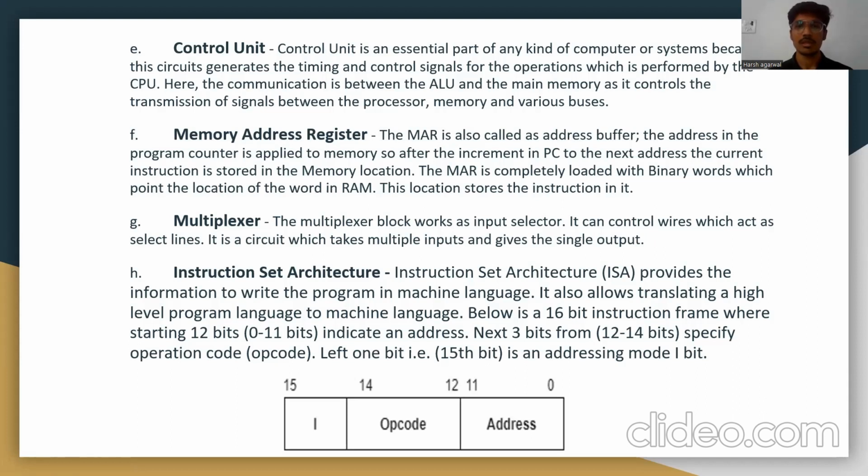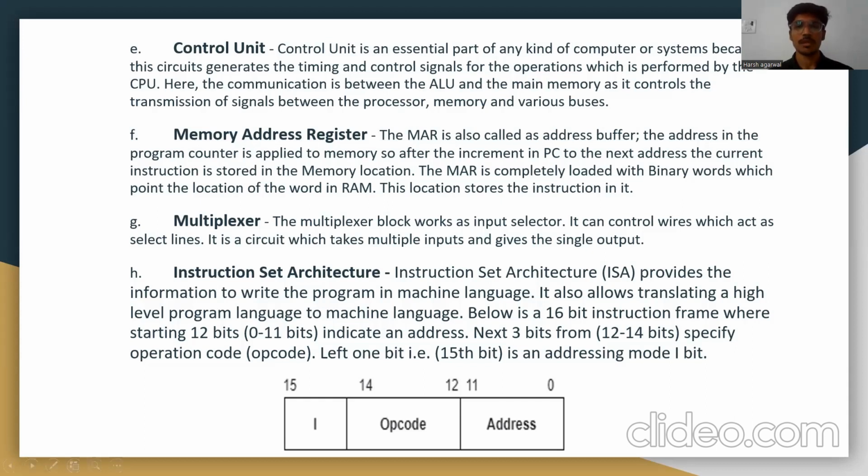Memory address register is also called address buffer. The address in the program counter is applied to memory to increment the program counter to the next address so the next instruction can be performed and the memory can be stored into the location. The memory address register is loaded with binary words which point the location to the word in RAM. This location stores the instruction in it.